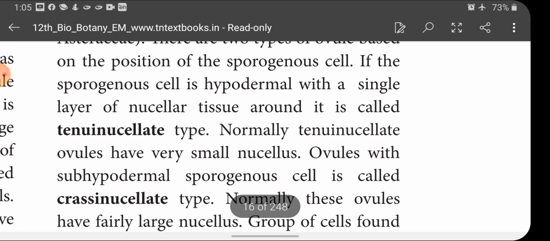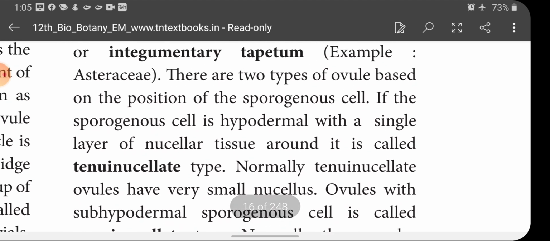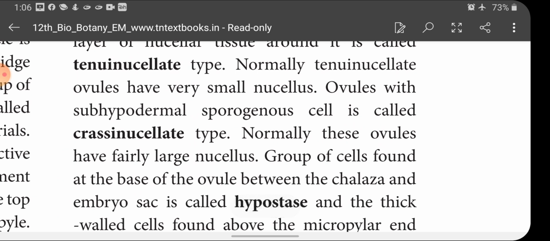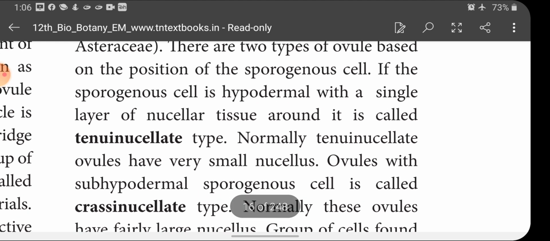Tenuinucellate and crassinucellate. In tenuinucellate, ovules have a very small nucellus only. Ovules with subhypodermal sporogenous cells are called crassinucellate. Ovules with sporogenous cells of hypodermal cells with a single layer of nucellar tissue around it are called tenuinucellate.